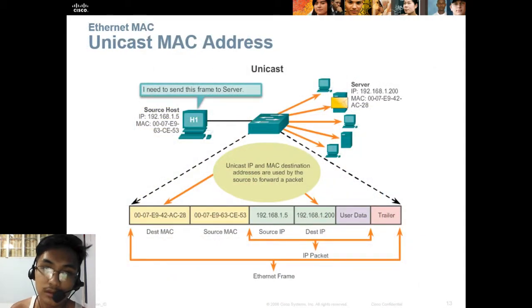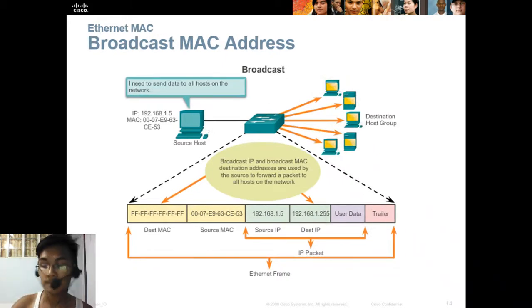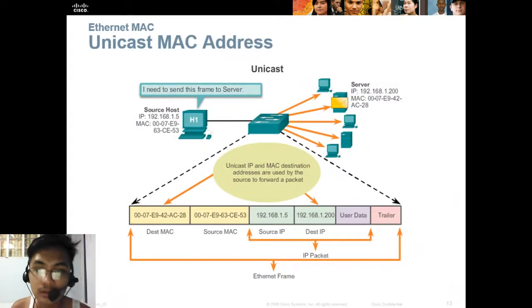Unicast MAC address. So unicast is used for sending from the source to the destination. So here we have one desktop computer sending to the server with the other 4 devices. So there's the destination MAC, source IP, destination IP, the IP packet, and of course the whole Ethernet frame. Let's read that. Unicast IP and MAC destination addresses are used by the source to forward the packet.